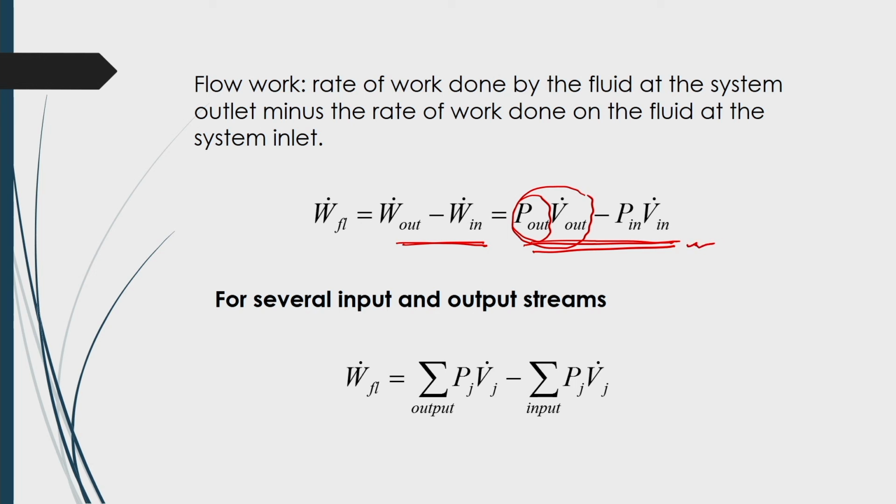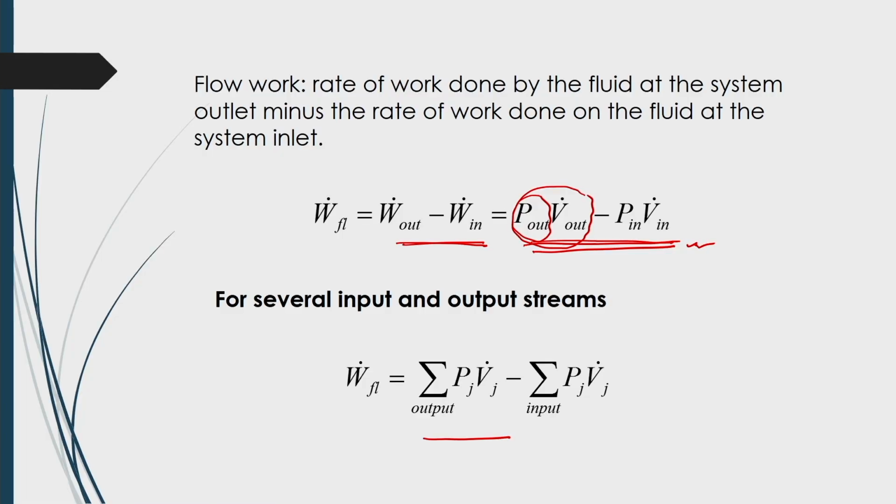Now if you have several input and output streams, then the flow work can be regarded as the summation of the flow work at the outlet condition, and the flow work at the input condition. So by subtracting the summation of the input flow work from the output flow work, we can get the total flow work for these several input and output streams.